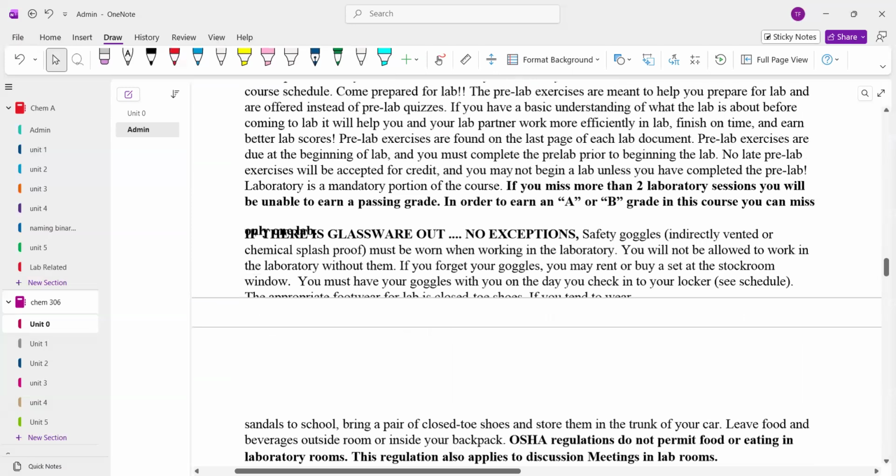Okay, as far as lab etiquette, if there's no glassware out, you don't have to wear goggles. Now, usually the rooms are very cold, so frequently people wear their lab coats because they're cold. You don't need goggles for a dry lab. For wet labs, no exceptions, you have to wear your goggles and your lab coat. No exceptions. You can rent both of those from the stockroom.